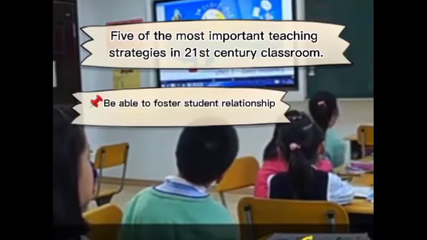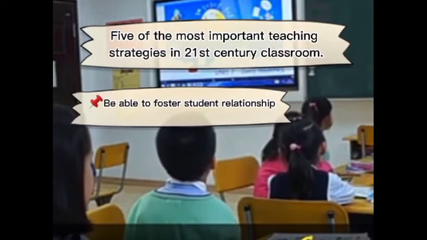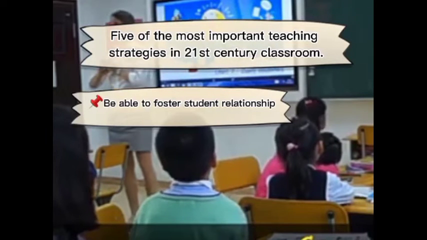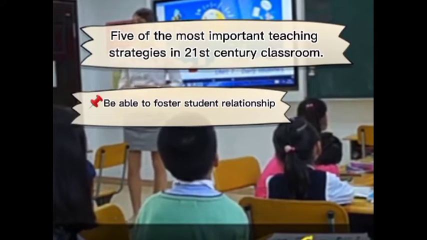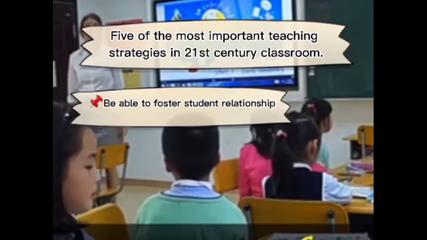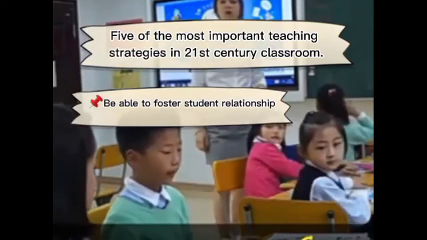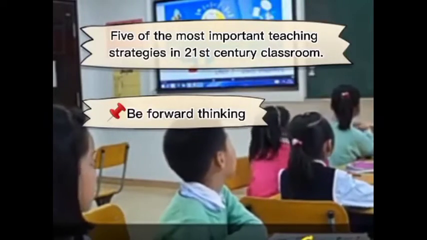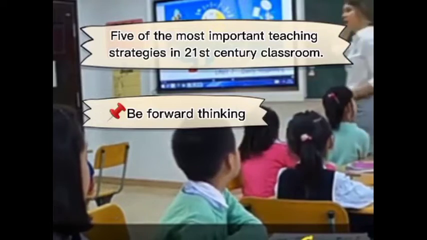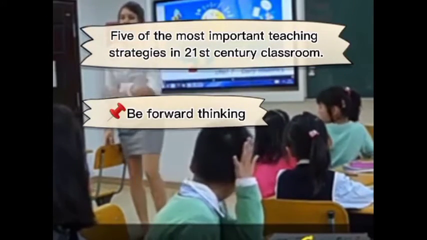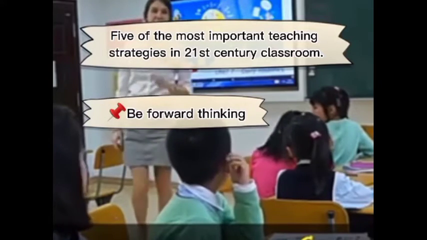The third one, be able to foster student relationships. An effective teacher will have the ability to facilitate interpersonal relationships within the classroom so that students will have a sense of community and be able to communicate. The fourth one will be forward thinking. A 21st century teacher is able to anticipate the future and plan for it.